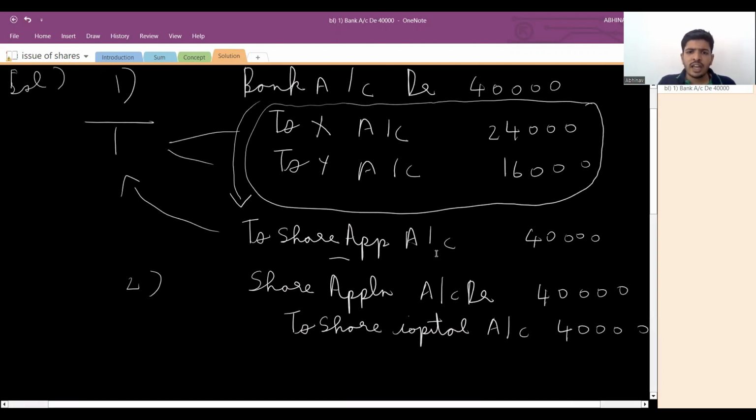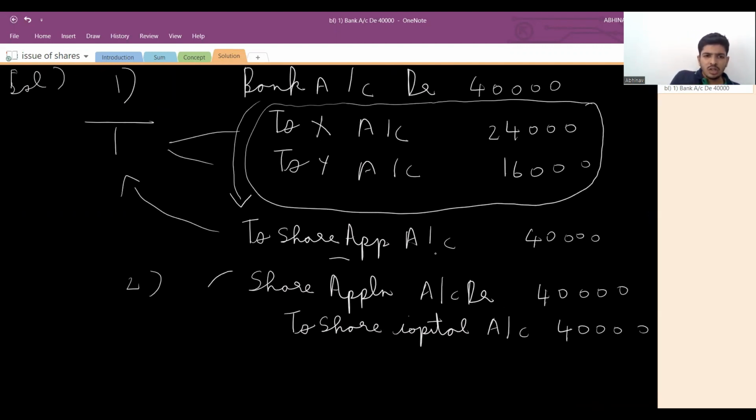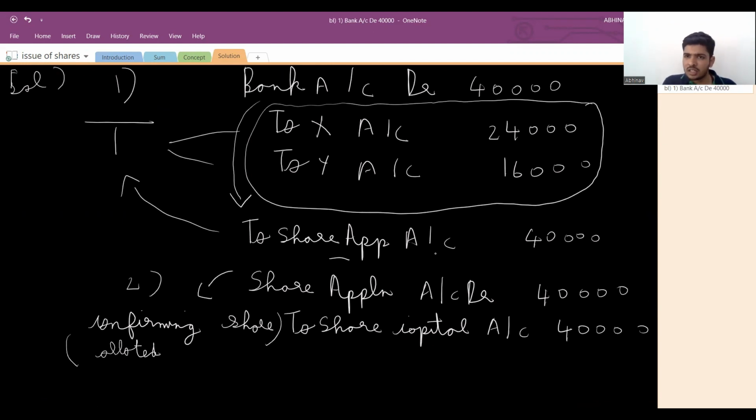Now, again, for revision purposes, write this down. The meaning of this entry actually is confirming share allotted. For now, write this down. You're just confirming that the share is allotted. This entry means that. Now, I forgot to write narrations, right?